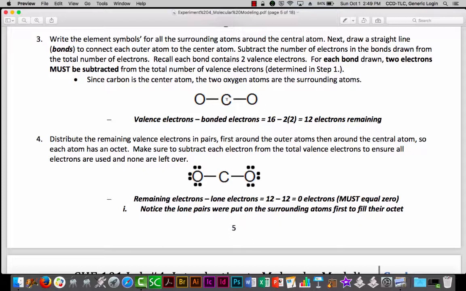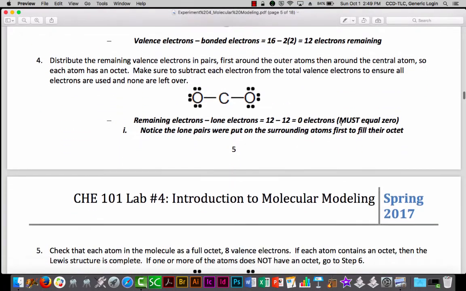Since carbon is the center atom, the 2 oxygen atoms are the surrounding atoms. So we want to take the valence electrons and subtract the number of bonded electrons. So valence electrons is 16. We're going to subtract 2 times 2: 2 bonds, 2 electrons each, so we have 12 electrons remaining.